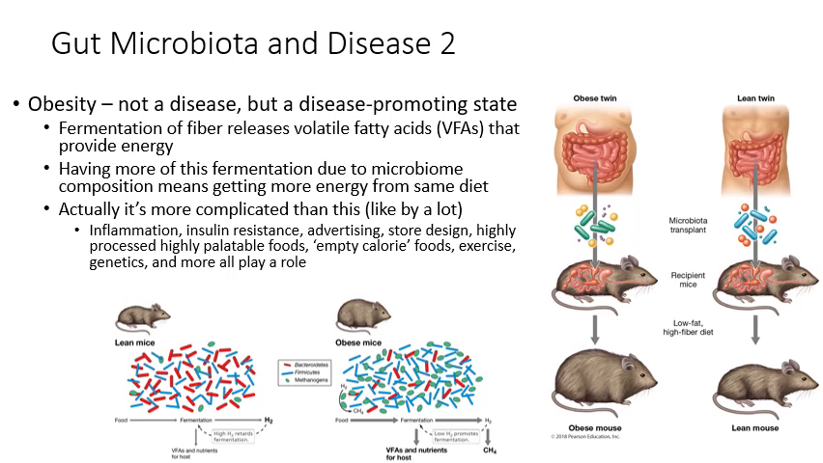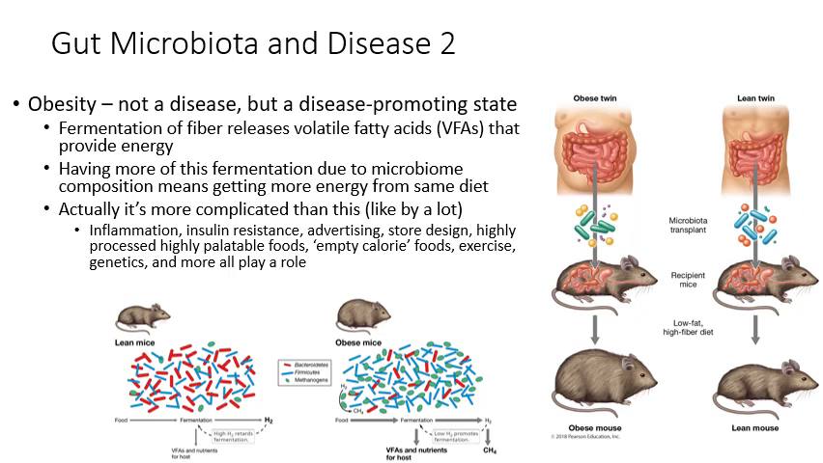So even though you might have the same diet as another person who doesn't have those microbes that convert fiber to VFAs, you would be getting more energy out of your diet than them because you're getting more of these VFAs. And then maybe that leads you to put on weight even though you're eating the same diet as the other person. So let's say this has not been demonstrated in people at all. This has been demonstrated in mice.